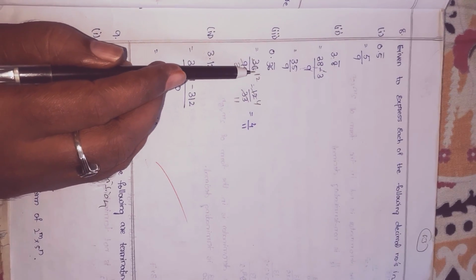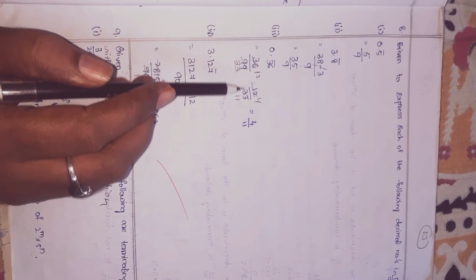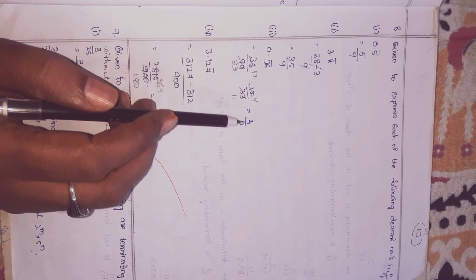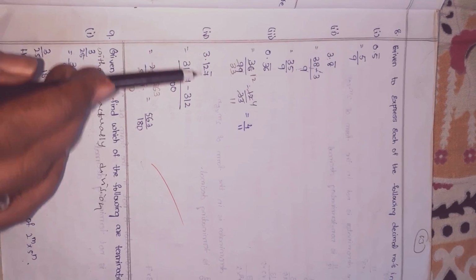Cancel with the 3 table. 3 1s are 3, 3 2s are 6, 3 3s are 9. Again 12 by 33. So again 3 4s are 12, 3 11s are 33, so 4 by 11. Next, this is the fourth one, children.